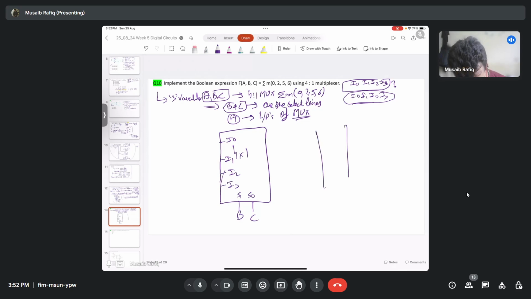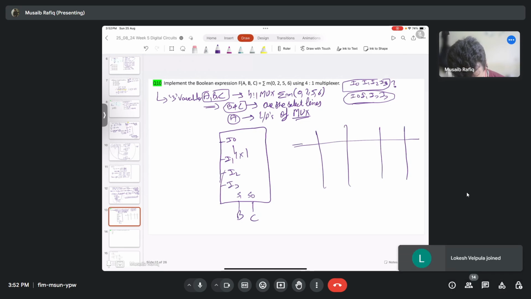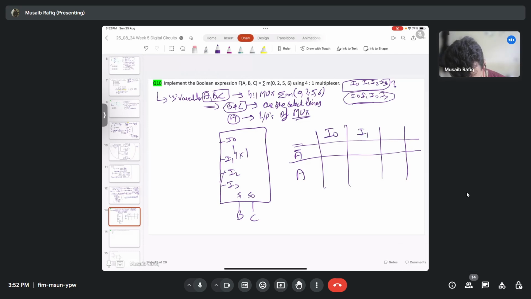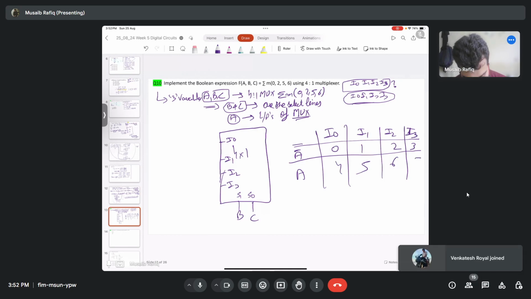Now I'll draw this table to find the values of I0 to I3. This is A bar, this is A. This will be I0, this will be I1, this will be I2, this will be I3. Then I'll write 0, 1, 2, 3, 4, 5, 6, 7.